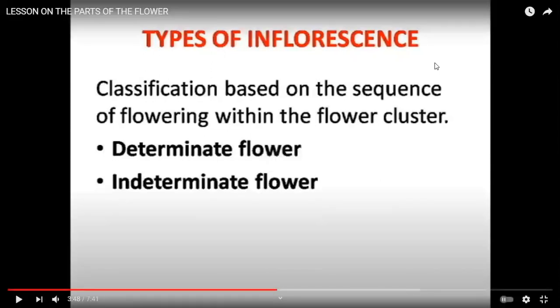Classification based on the sequence of flowering within the flower cluster. We have 2 types: determinate flower and indeterminate flower. So this is a classification based on the sequence of flowering within the flower cluster.